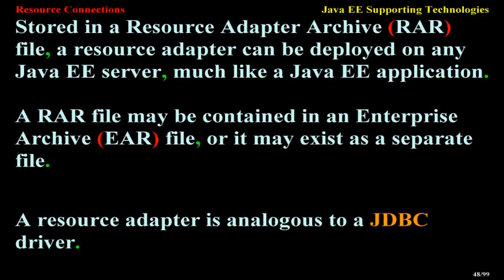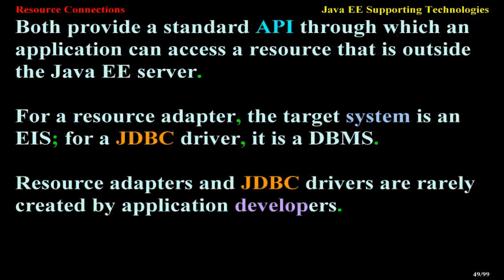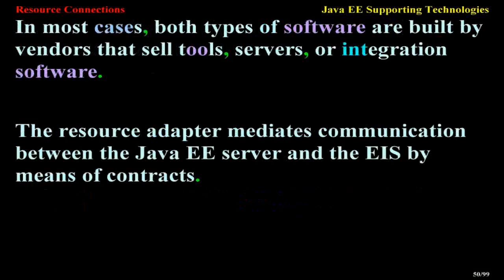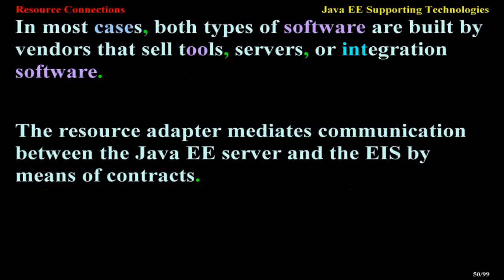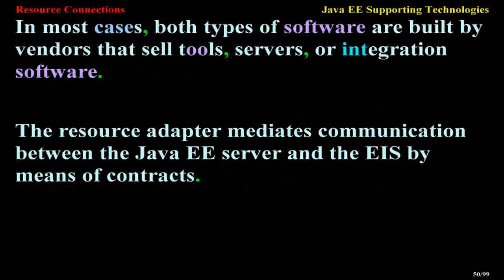A resource adapter is analogous to a JDBC driver. Both provide a standard API through which an application can access a resource that is outside the Java EE server. For a resource adapter, the target system is an EIS. For a JDBC driver, it is a DBMS. Resource adapters and JDBC drivers are rarely created by application developers. In most cases, both types of software are built by vendors that sell tools, servers, or integration software.